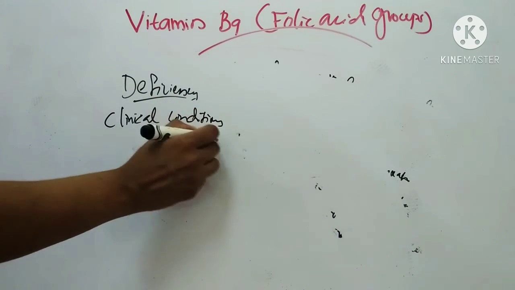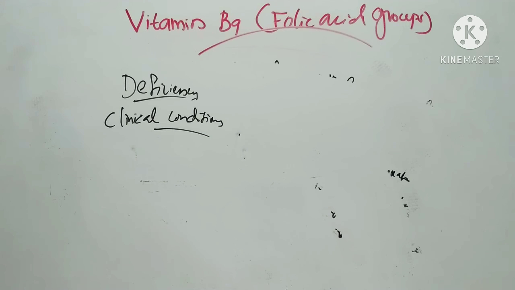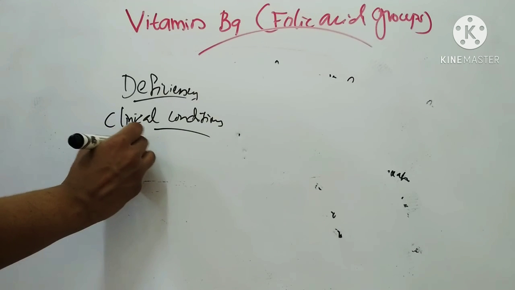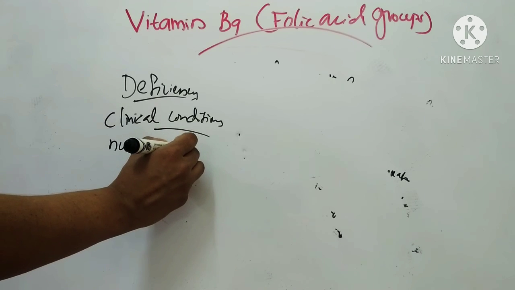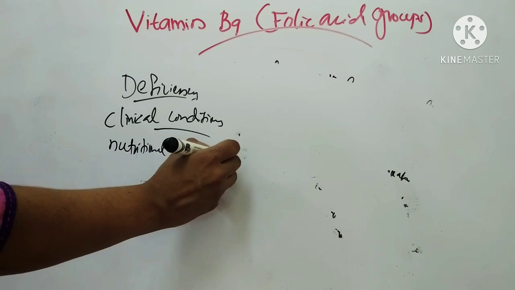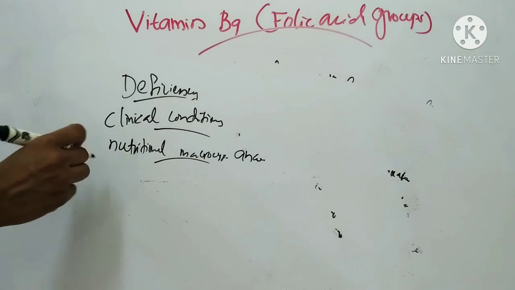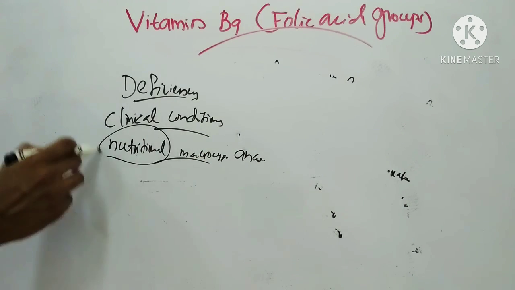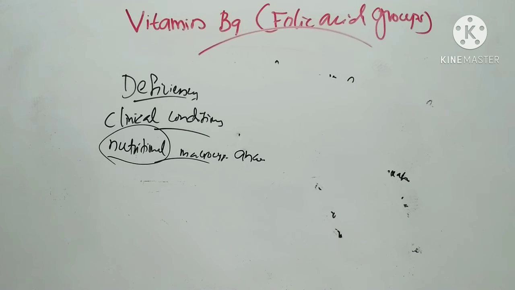Clinical conditions. On the basis of prompt response to specific replacement therapy, some clinical conditions are there in folic acid deficiency. First one is nutritional macrocytic anemia. As the name indicates, it is because of dietary deficiency of folic acid. Next one is megaloblastic anemia of infancy. This is also due to dietary deficiency. Next one is congenital or inherited type, which is due to enzyme reductase deficiency.